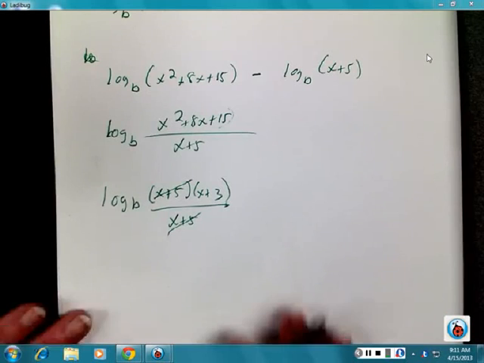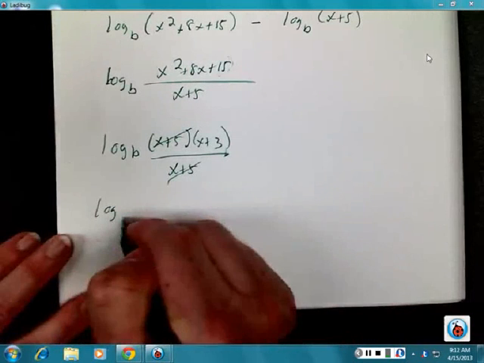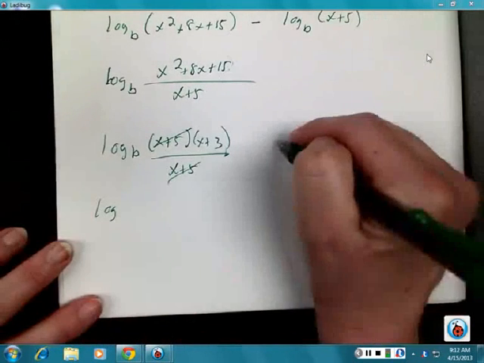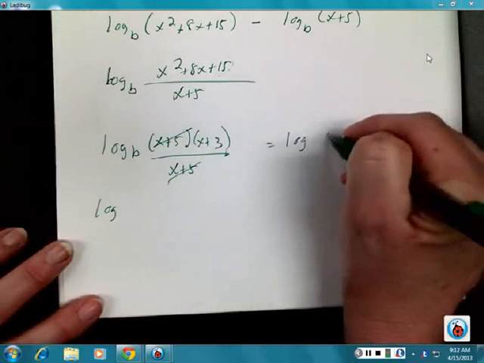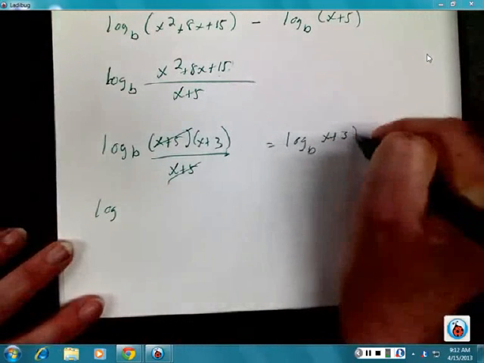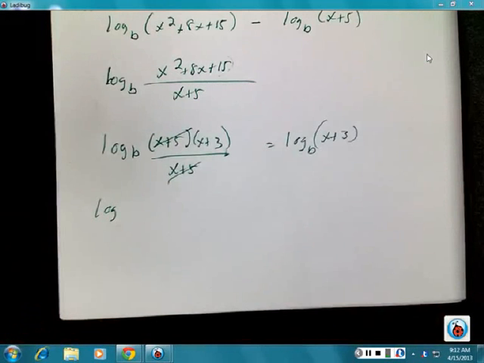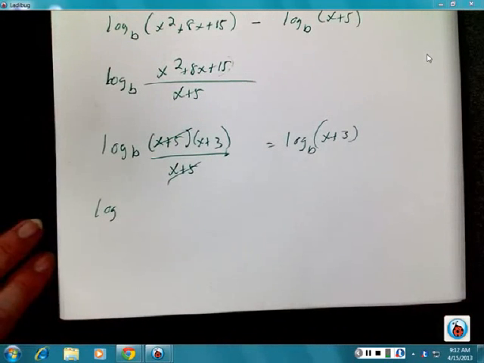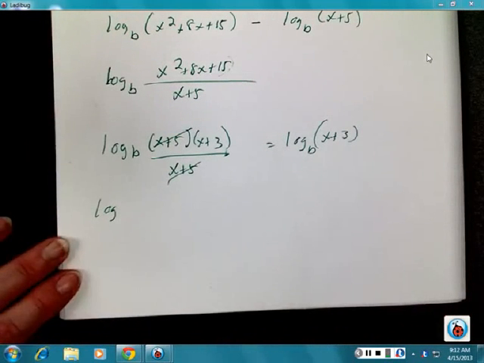How about this one? Wait, so that's your answer? Yep, my answer is log b x plus 3. Yep, that's my answer. So that would be what I have with that one.